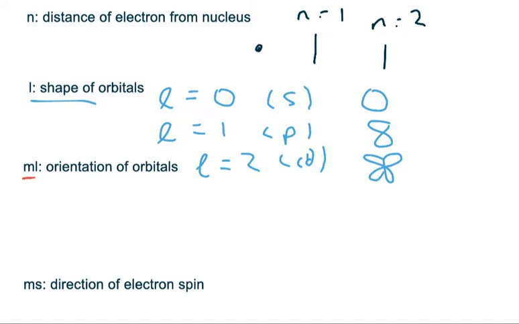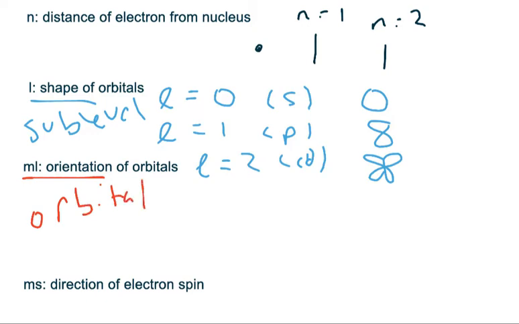Then we can talk about the ml, the orientation of the orbitals. So the l up here can sometimes be called the sublevel, and the orientation can be called an orbital. Now an orbital is just a word that describes the area that the electron is in, or the wave function of all of the area of the electron itself. Now the orientation of the orbitals depends on which sublevel it's in.